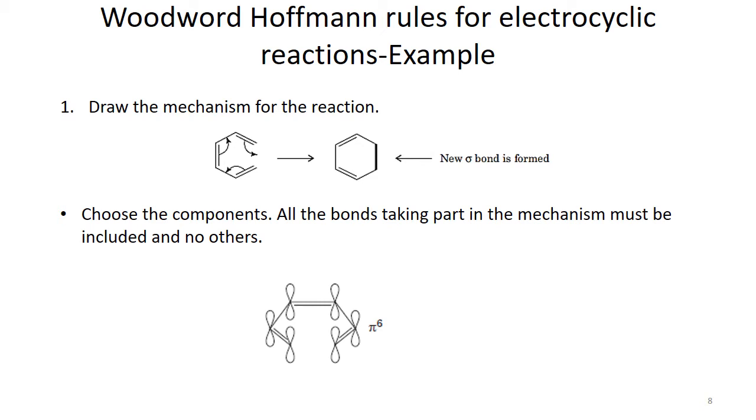So in this case, we have to identify the main chain. The main chain is where the formation of the sigma bond happens. The next step is to choose the component. We have already discussed what the components are. We have to identify the number of pi electrons here. There are 6 pi electrons, or 6 carbons contributing p orbitals, so we write it as pi 6. All the bonds taking part in the mechanism must be included, not the others.